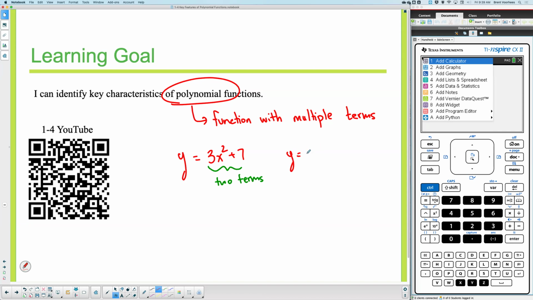Or another one. Y equals 5x to the 7th power plus 2x to the 5th power minus 3. This is polynomial because it has how many terms? 3 terms. So that's what we're going to look at today, are polynomial functions, and we're going to identify characteristics from them.